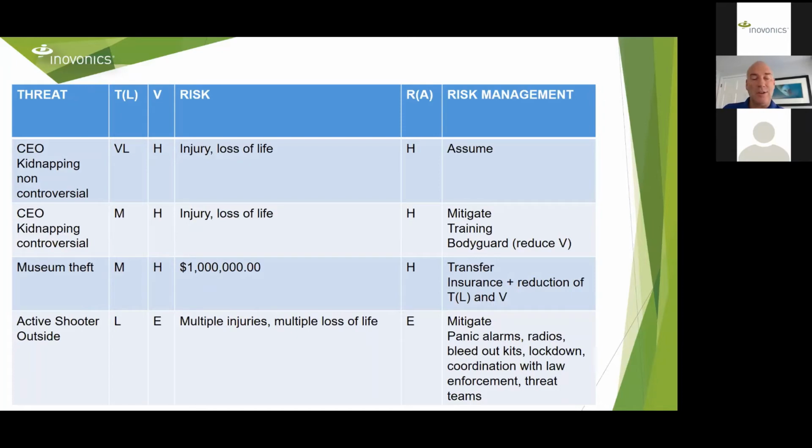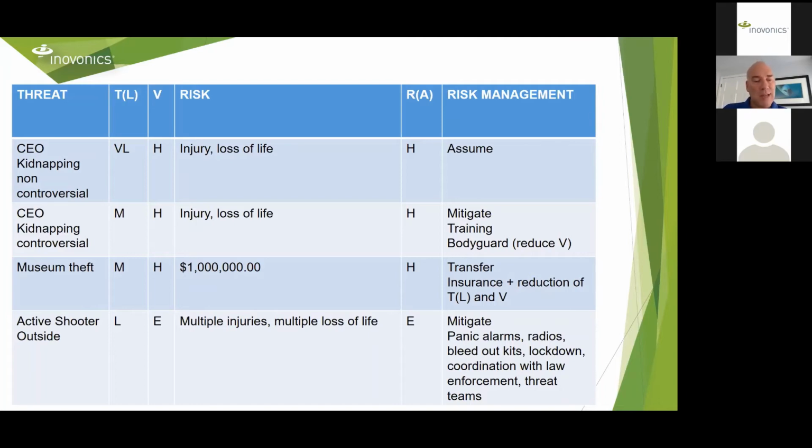However, let's go to the second one. If the business is controversial, such as working on climate change or genetically modified organisms, let's say threat likelihood jumps up to low or even medium. The vulnerability and risk are still the same, risk amount is high, but we can mitigate that risk with training of that CEO, perhaps providing a bodyguard, which can also reduce vulnerability.